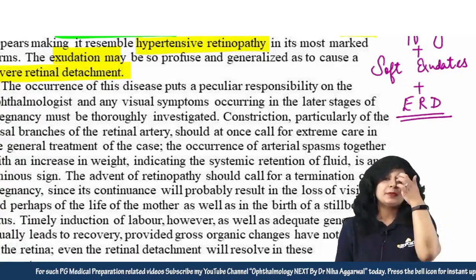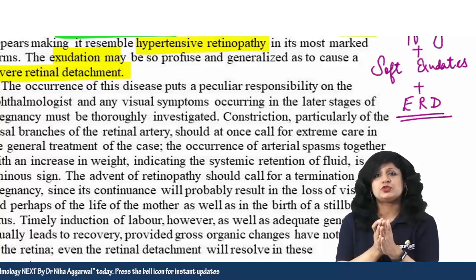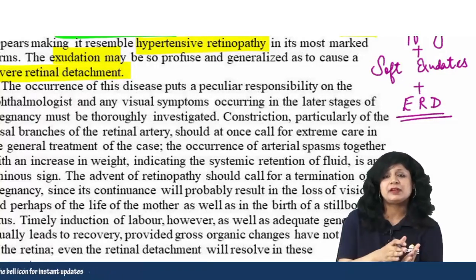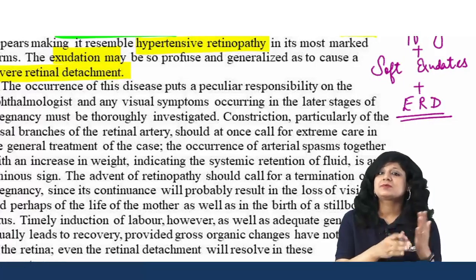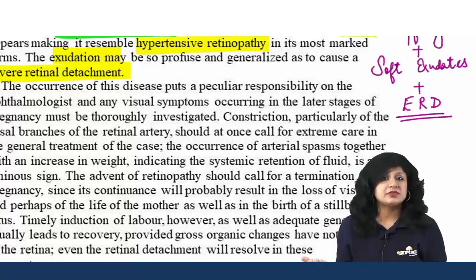Now one important point you have to keep in mind: when we are treating a patient of hypertensive retinopathy or toxemia of pregnancy, the RD that we suspect is the exudative, while if we have a patient of diabetes, there we are going to have the tractional RD.